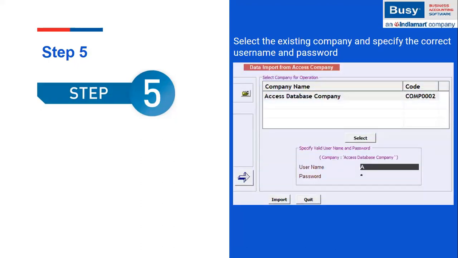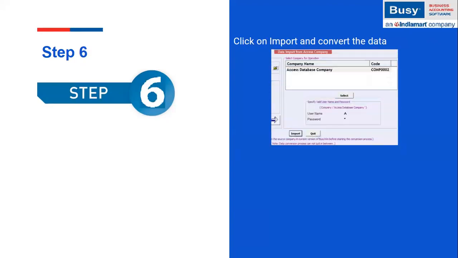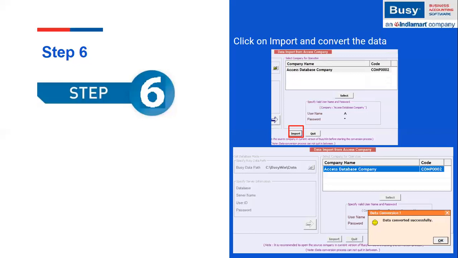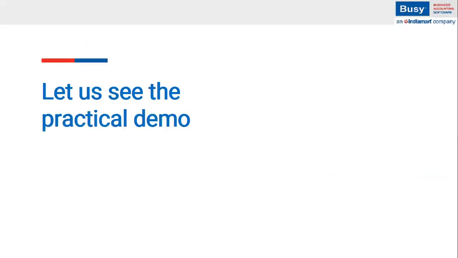Next, select the existing company and specify the correct username and password. So when you give the path or server SQL information, company will show in the drop down list. Company name you can see in the list, and you have to select the company, specify the correct username and password, and click on import. So click on import and convert the data. After clicking on import, some process will run and your data will convert successfully.